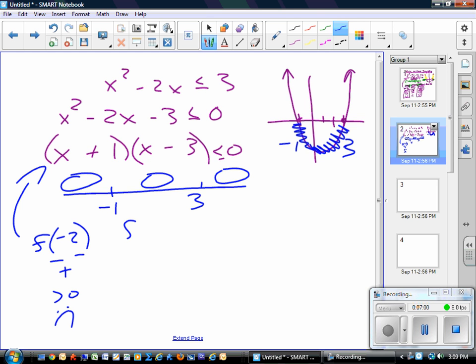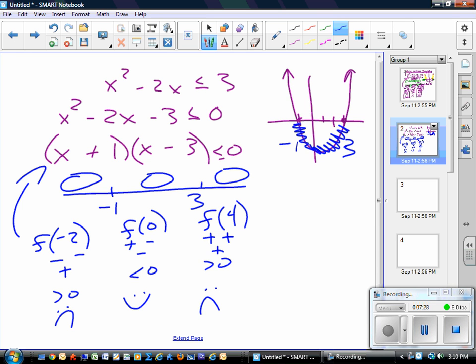Pick a number between negative 1 and 3, in which case I get a positive and a negative, which is a negative. That's less than 0, and that's exactly what I want. Finally, a number greater than 3, like 4. Pop that in. Positive times positive is a positive, greater than 0, but that's not what I want.